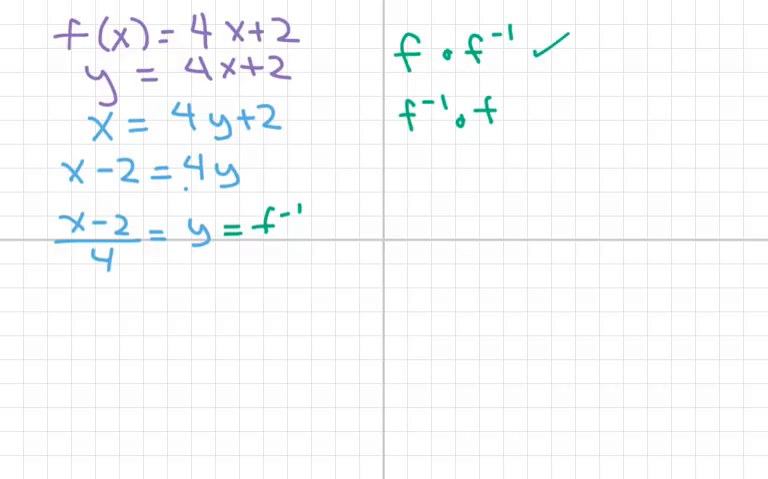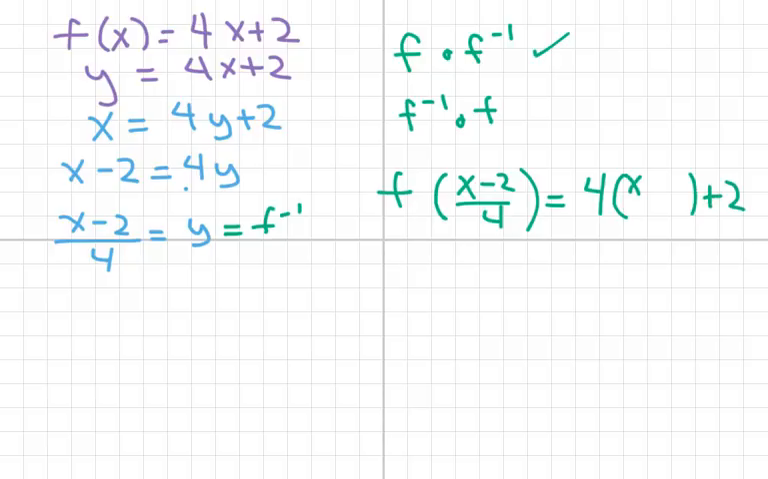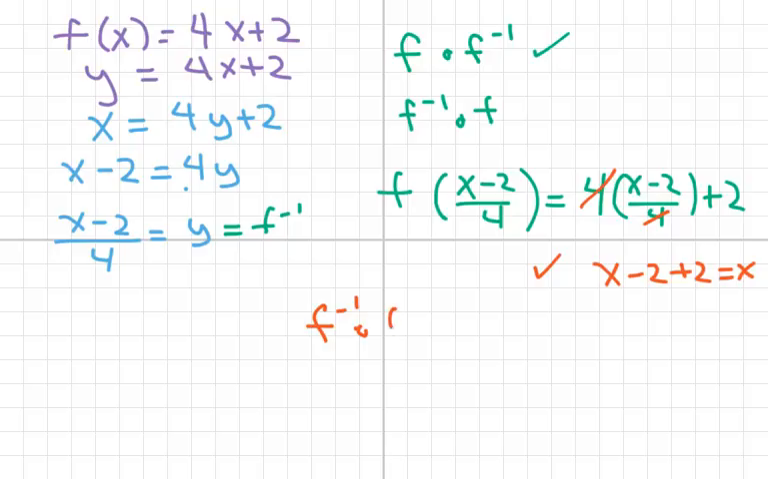So the first one here, I'm just going to write f of f inverse, which was (x minus 2) over 4. And so that's 4 times (x plus 2)... I'm going to write (x minus 2) over 4. Here the 4's cancel, so you're going to get x minus 2 plus 2, which equals x. That's a check. And we also have to compose f inverse with f.